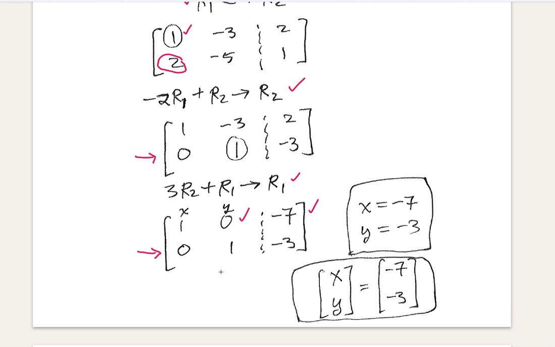Are we done? Can you see that this is in row reduced echelon form? Okay, it's perfect for reading it off. In fact, x is -3 and y is -3. Oh, x is -7, y is -3. Sorry.